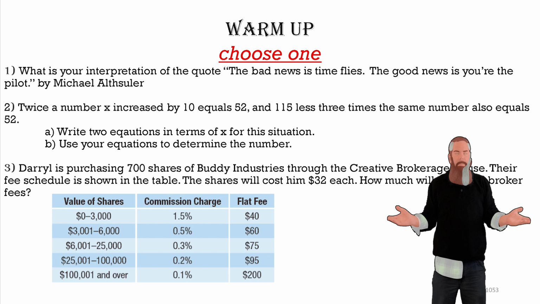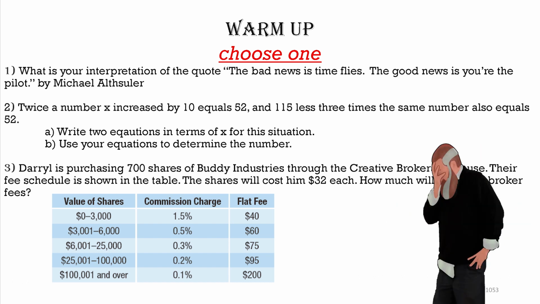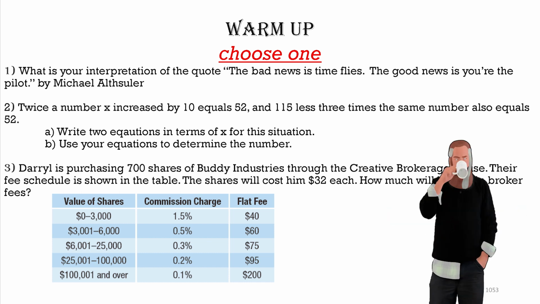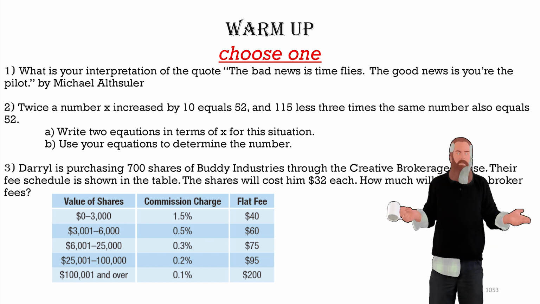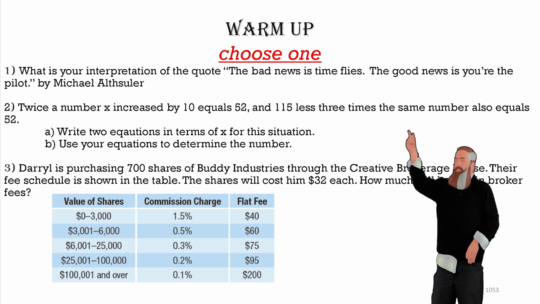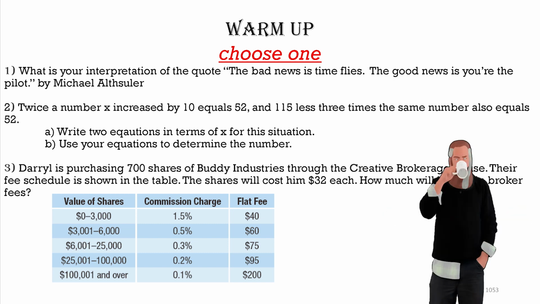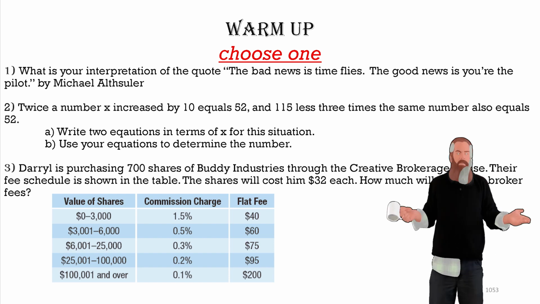Now, let's take a look at a problem that you will be able to do by the end of this lesson. Darryl is purchasing 700 shares of Buddy Industries through the Creative Brokerage House. Their fee schedule is shown in a table. The shares will cost him $32 each. How much will he pay in brokerage fees?